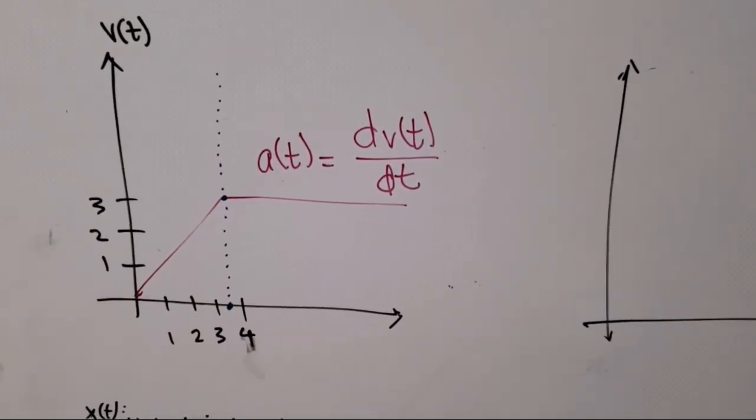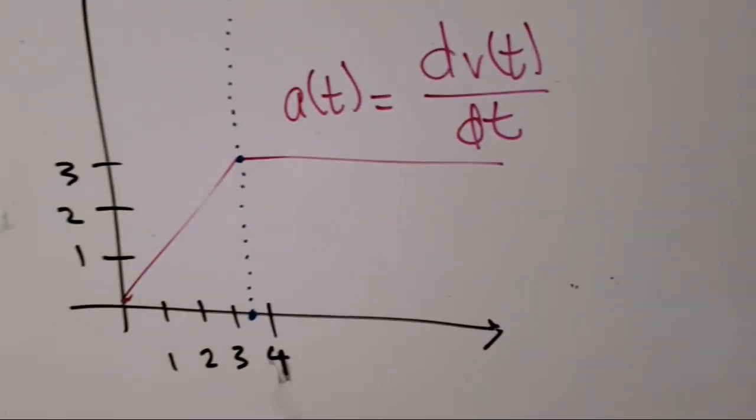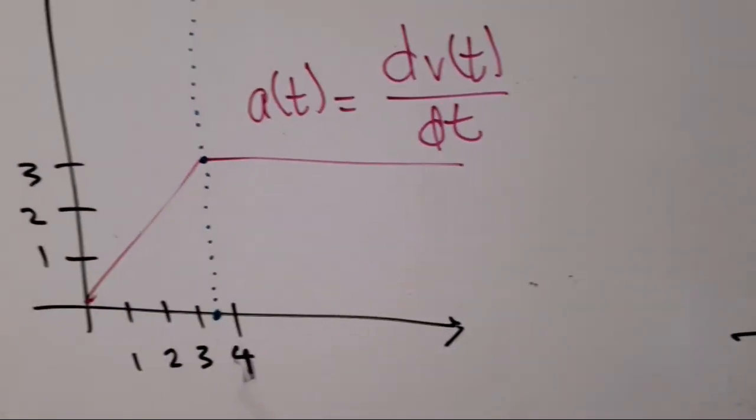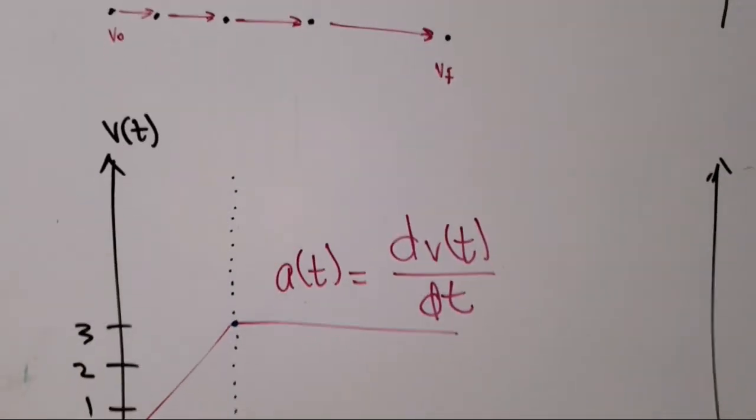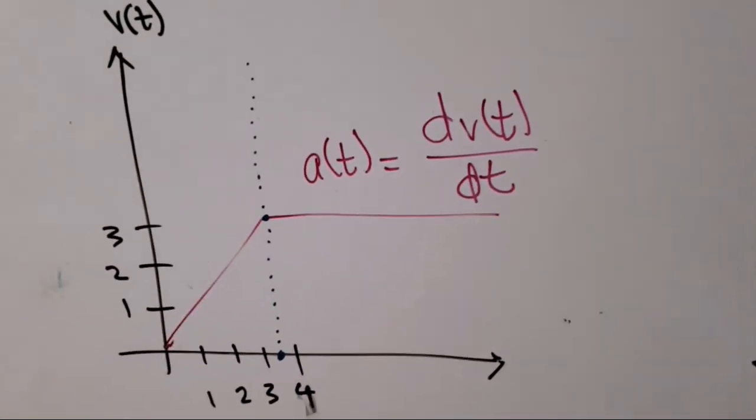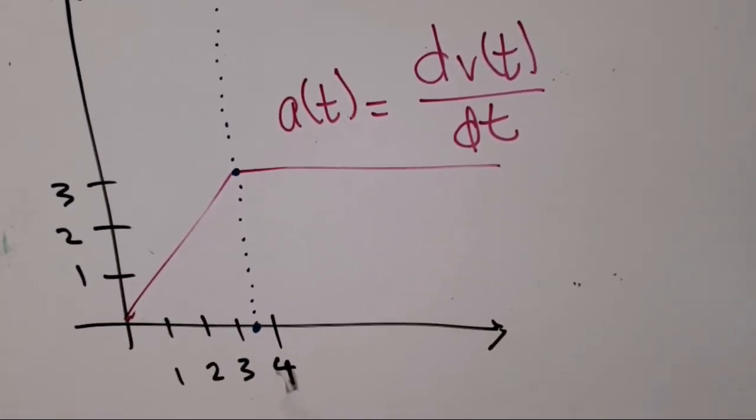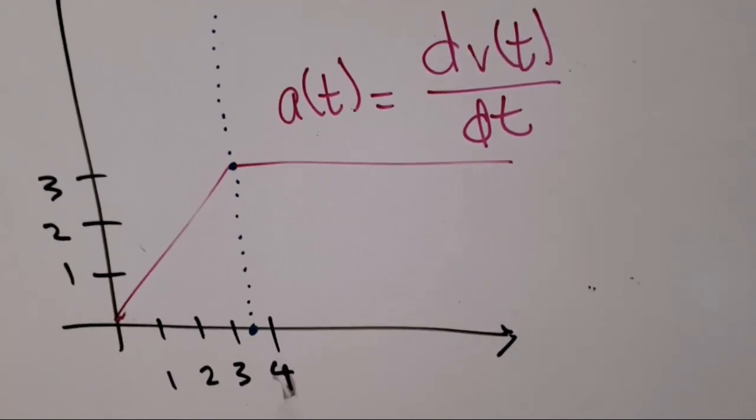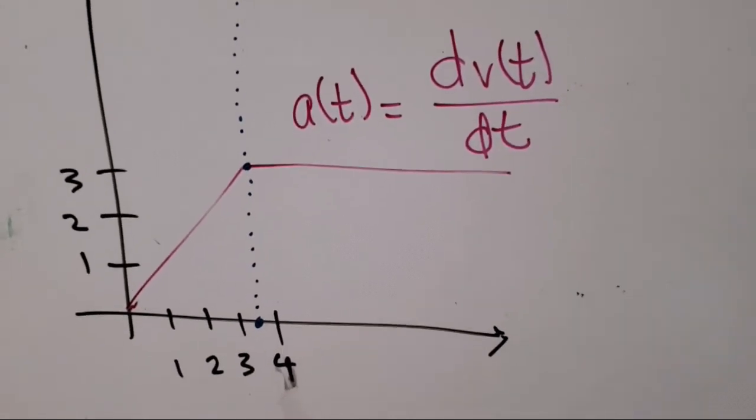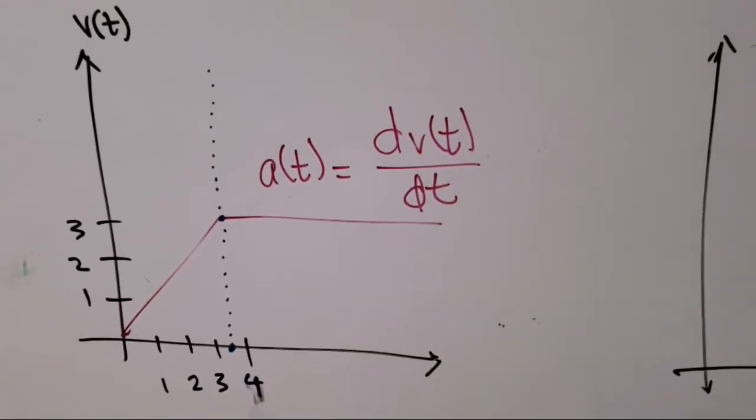And so the derivative of this right side right here, well, that's just a constant. That could be represented as just v of t equals 3. And the derivative of any constant is 0. And that's also the slope of the graph at that point. So that means that on the right of this blue line, the acceleration would be 0 because the slope of the velocity graph is 0 at those points.